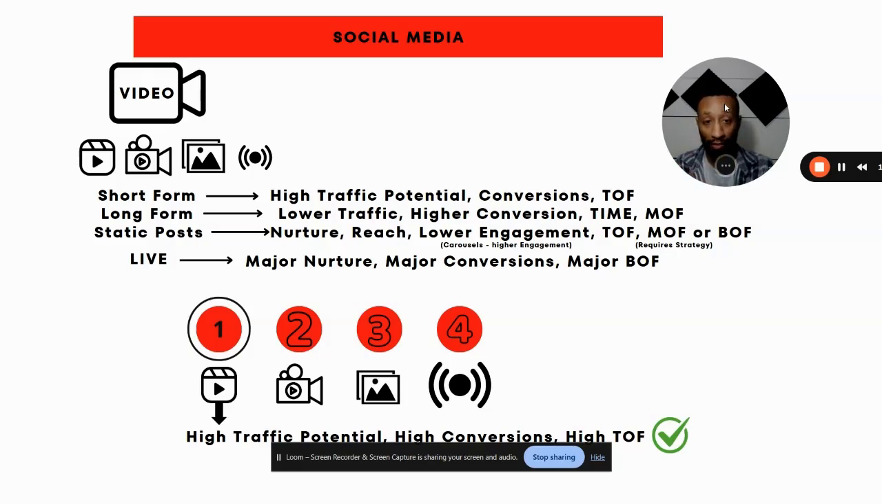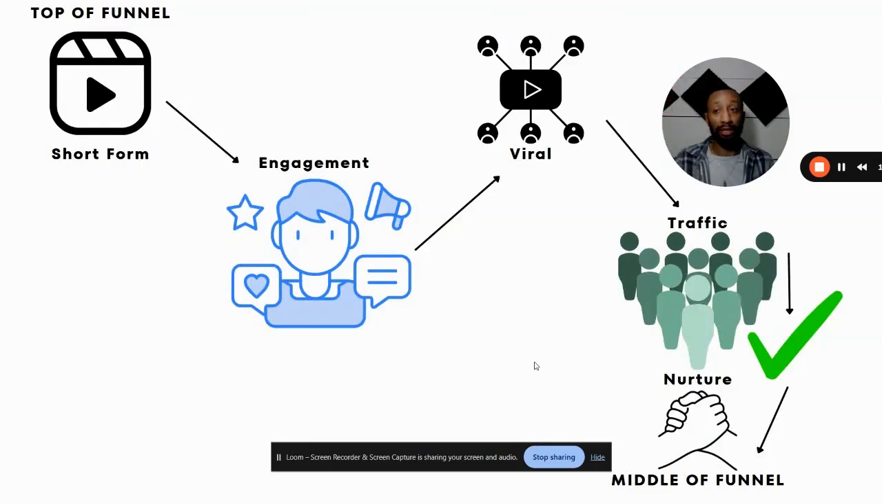So out of all of these different things, which one performs well? This is short form. This is long form. This is your carousels and static posts. And this right here is your live. The thing I would say to utilize the best to get high traffic is the one that gives you high traffic potential, high conversions, and high top of funnel, which means higher reach, so you can get in front of more people. The way top of funnel works is you have your short form, you have your engagement, you have your virality, and then you have your traffic.